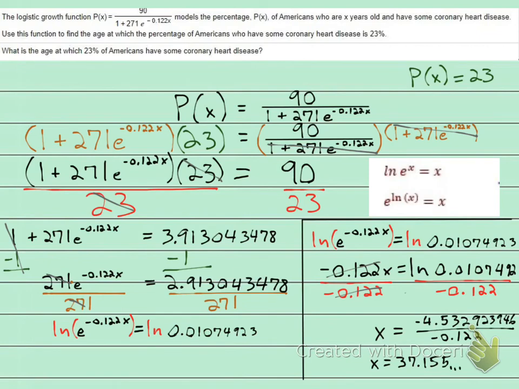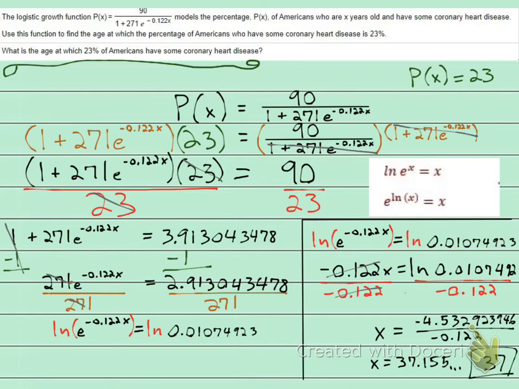Now, let's go back to the question. Okay, I found something here. What did I find? What is the age at which 23% of Americans have some coronary heart disease? All right, 37.155. Now, they're going to ask me to give the age rounded to the nearest whole number, I guess. And that's going to be, is this closer to 37 or 38? Yeah, it's closer to 37. So my answer is going to be 37.